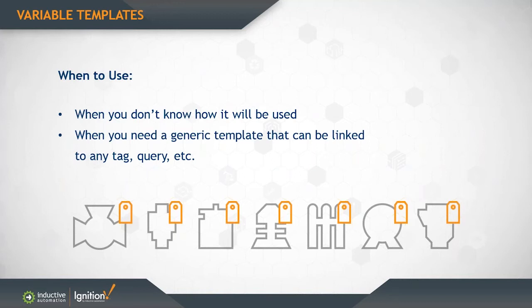This is the template you need when you don't know how it's going to be used on the screen, but you do want to make this combination of components in one place. What you're essentially making is a component that anyone can use in any way that they want. The variable template is a very generic template that you or somebody else can link to anything they want, whether it's a tag, a query, or whatever.